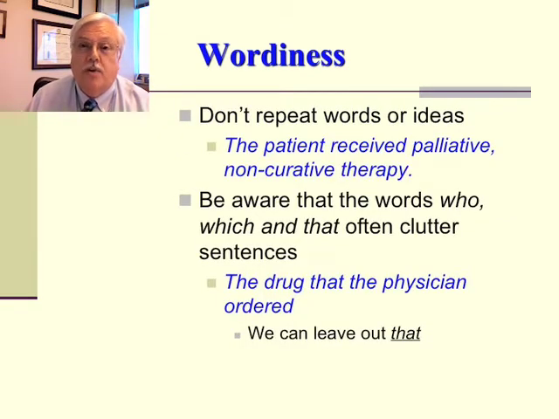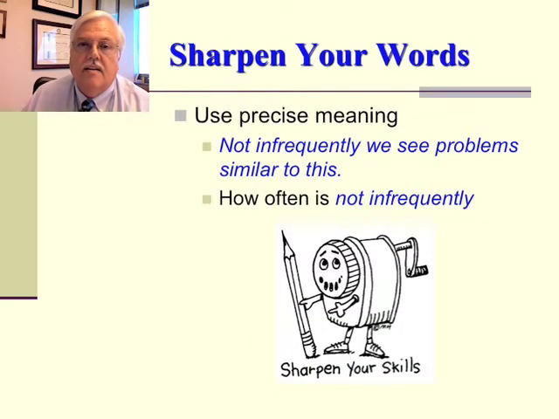A little bit more about wordiness. Don't repeat words or ideas in a sentence. For instance, the patient received palliative, non-curative therapy. Let's not repeat those comments. Be aware that the words who, which, and that often clutter up sentences. The drug that the physician ordered: we can leave out that. Also, get in the habit of sharpening your words. Use a precise meaning. For instance, not infrequently we see problems similar to this. Well, how often is not infrequently? So sharpen your words, make them mean what you want them to mean.